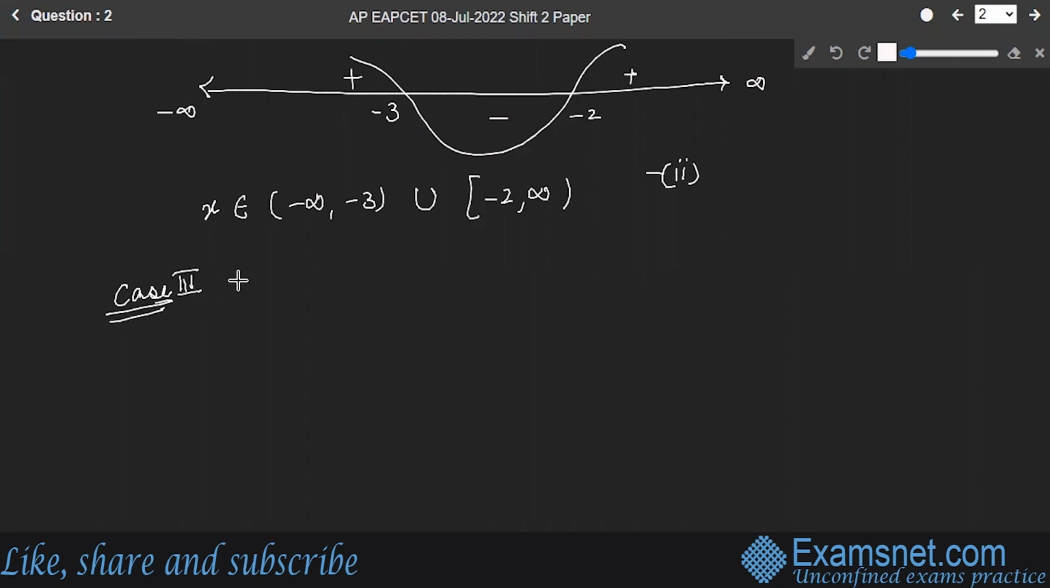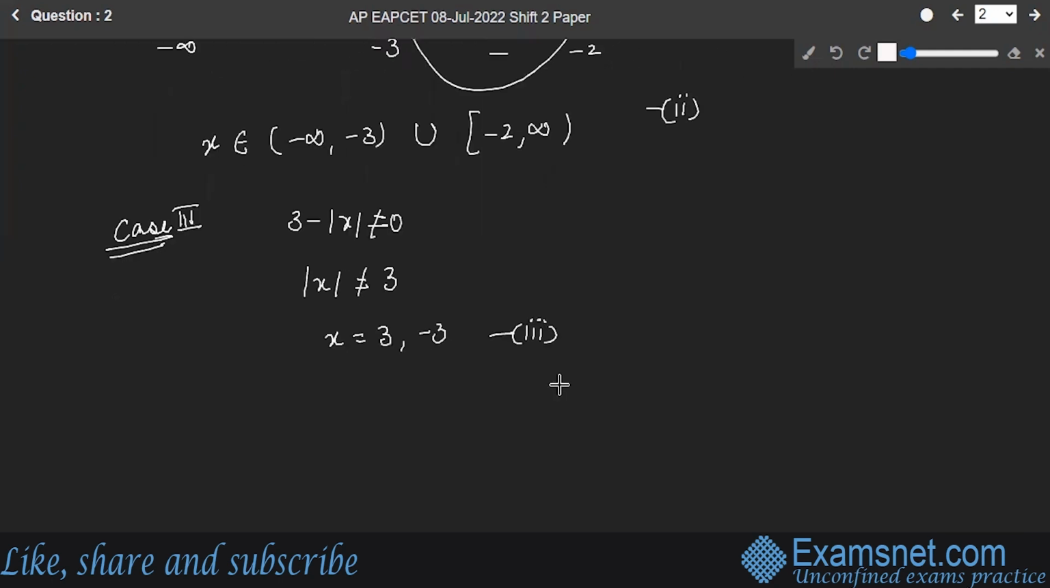Now the third case. See, you can't have the denominator 0. That means 3 minus mod of x can't be equal to 0, which gives you mod of x can't be equal to 3. That means simply x cannot be equal to 3 or minus 3. Both are not possible. So now let's name it as equation 3.